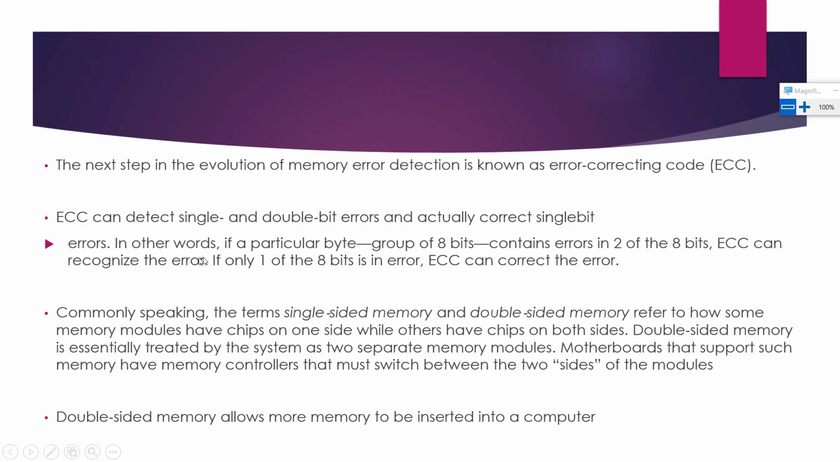In other words, if a particular byte group of 8 bits contains errors in 2 of the 8 bits, then ECC can recognize the error. If only one of the 8 bits is in error, ECC can correct the error as well. So it has some limitation in correcting errors, but it will detect multiple bit errors as well.